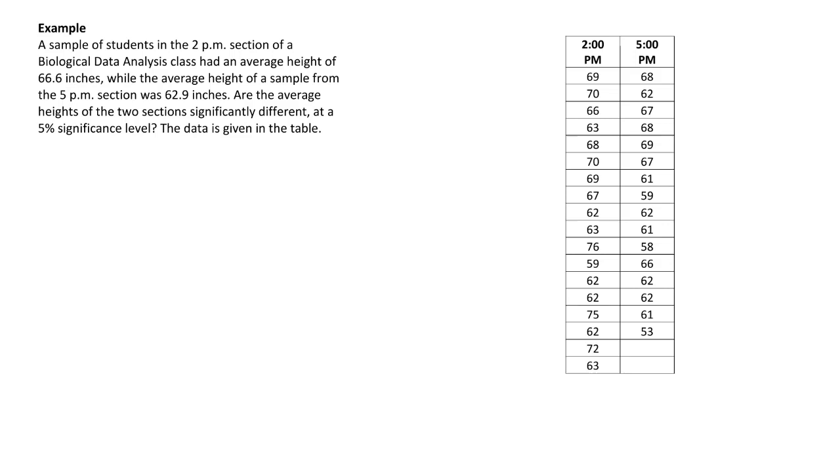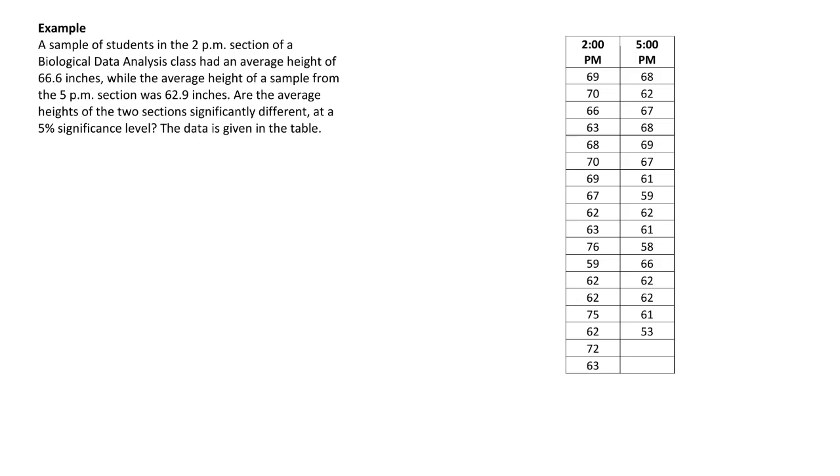All right, let's take another example here. So let's read it off. A sample of students in the 2 p.m. section of biological data analysis class has had average height of 66.6 inches. Average height from the 5 p.m. class, a sample, was 62.9. Are the average heights of the two sections significantly different at a 5% significance level?